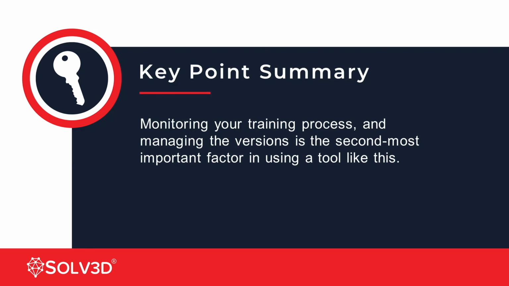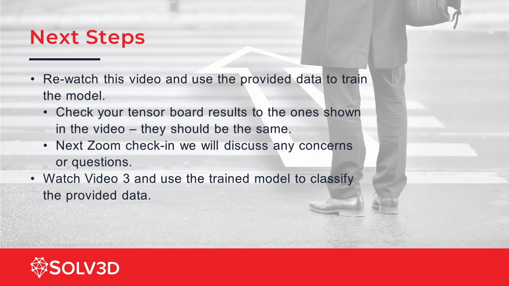So if that's the key point summary, Brad, then I'm guessing that's the end of this video. So what are the next steps here? Yeah, this is the end of video 2. We now recommend that you take that data that was sent over, the sample data, and run it through a training algorithm of your own. See if you can get similar results. Look at the TensorBoards that you saw here in the video and see if you're getting similar accuracy and loss on the results that you get.